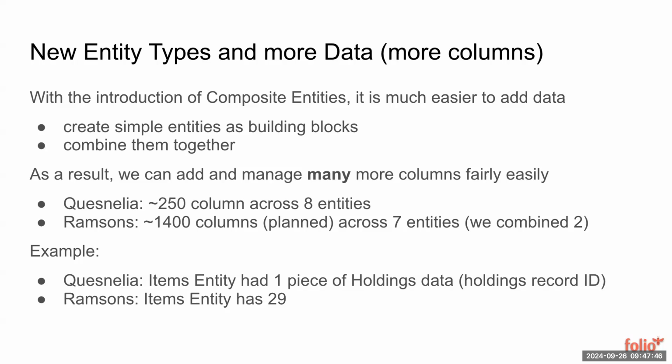So as an example, the items entity had 1 piece of data from holdings. It had the holding record ID. Now it will have 29 pieces. So the scale at which we can build entities has been tremendously improved.